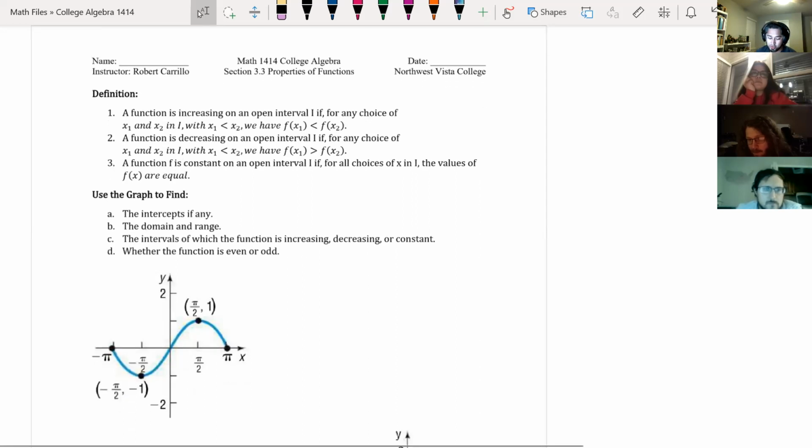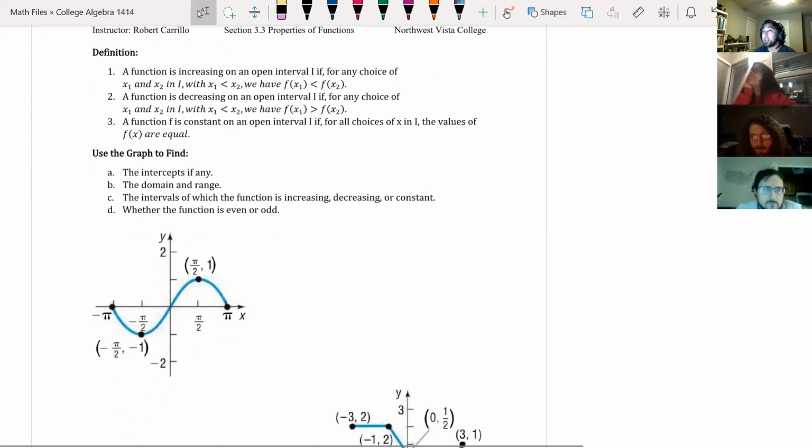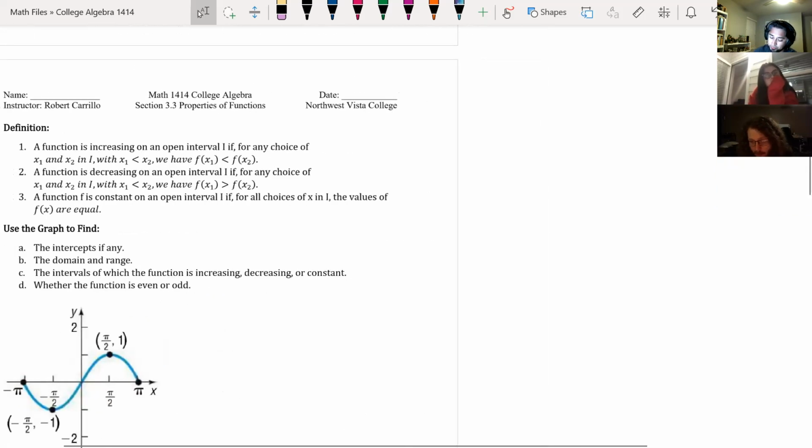So for the next properties of functions, we get into increasing, decreasing, and constant intervals on a function. Number 1, a function is increasing on some open interval if for any choice of x1 and x2 in this interval, with x1 being less than x2, the y value of x1 is less than the y value of x2. The best way to explain that is to draw a nice little picture here.